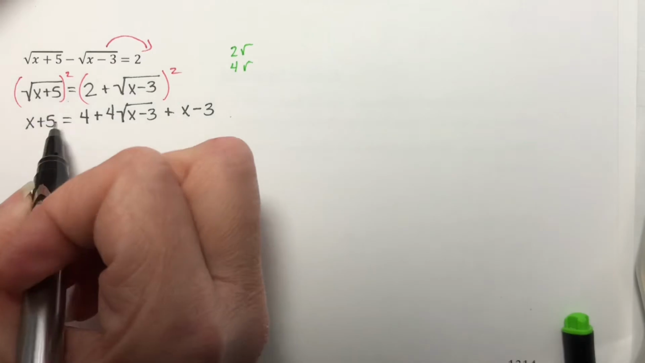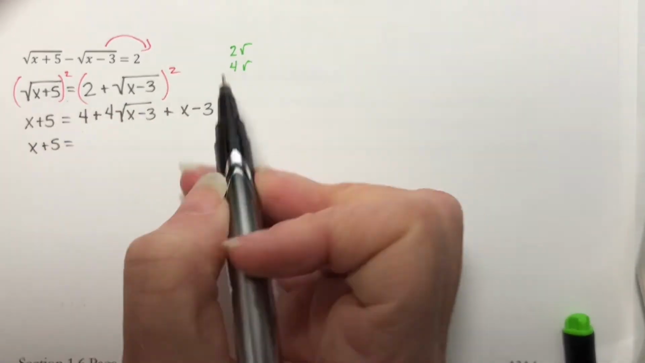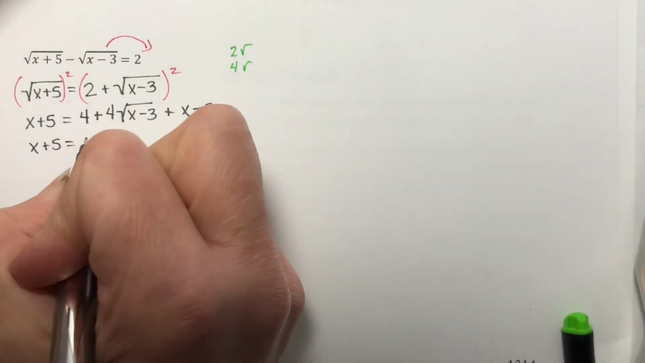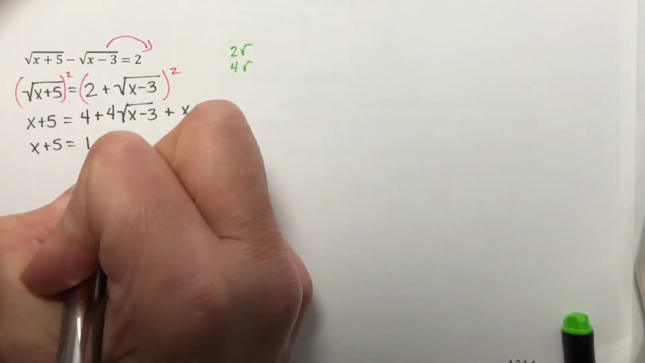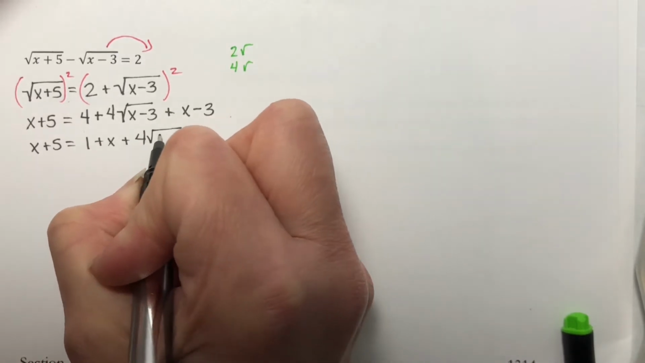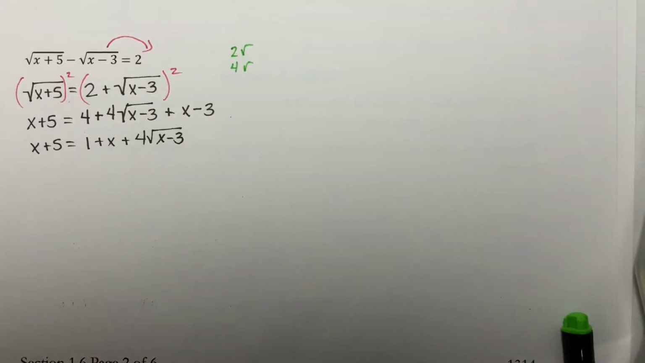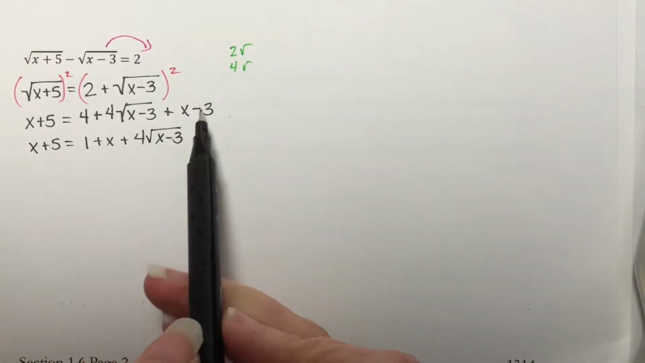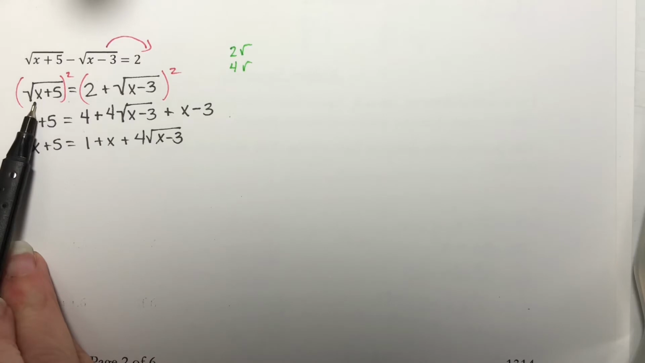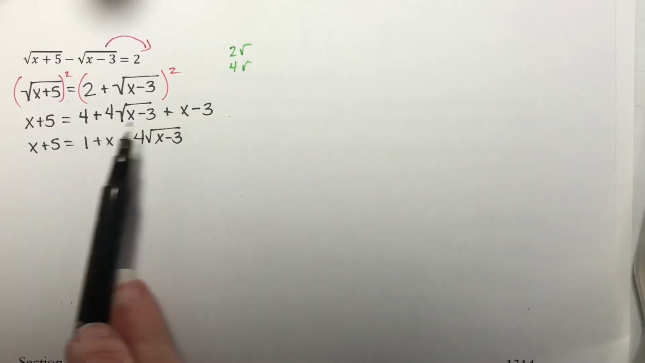Now, let's combine some like terms over here. I have x plus 5 is equal to 4 minus 3 is 1. I'm going to move this x in front just because it makes it a little bit easier to see what's happening. Not mathematically necessary. Okay, so we've done this. We squared both sides and we got rid of one of the square roots, but we still have one left. Now we have to repeat this entire process all over again.